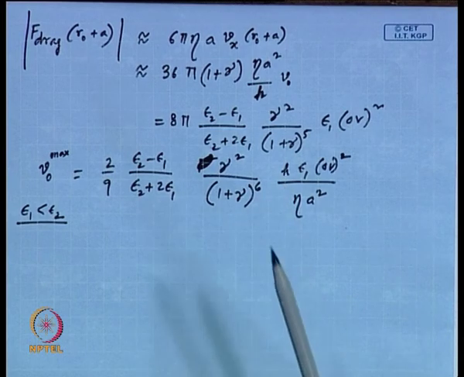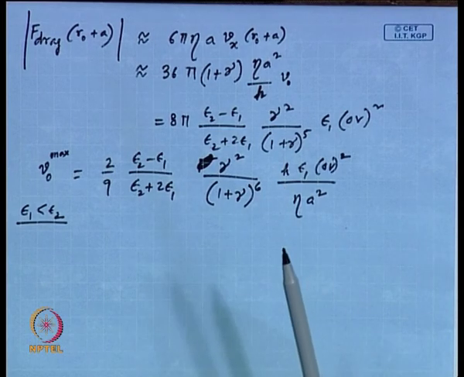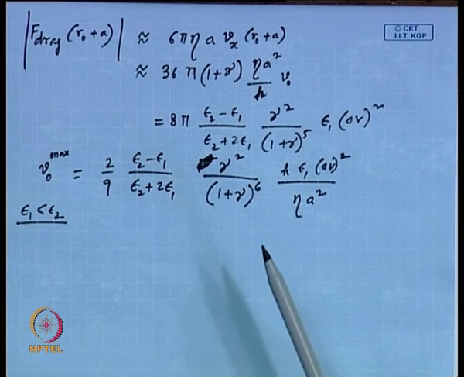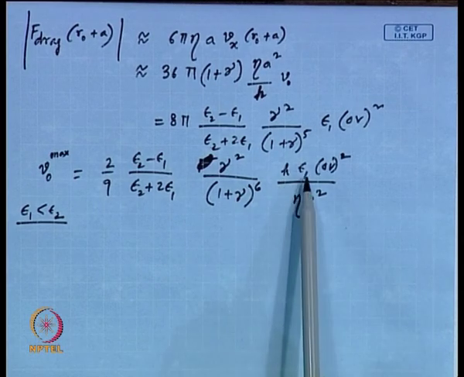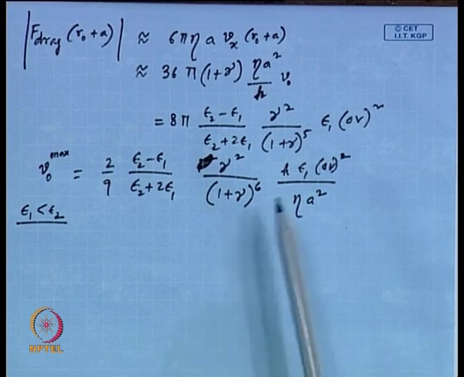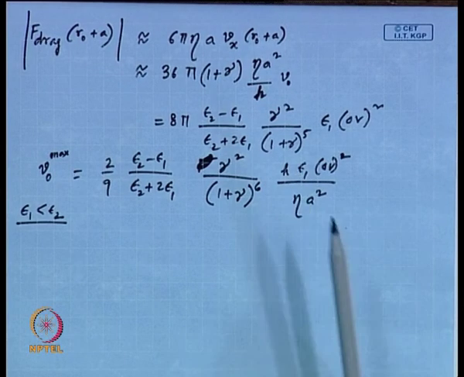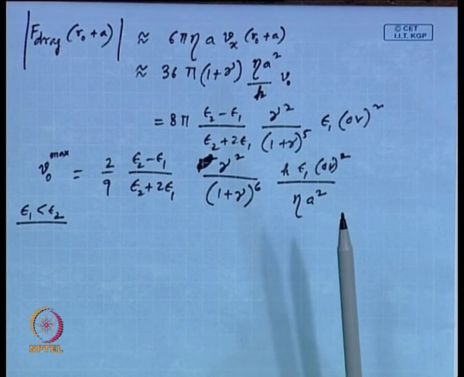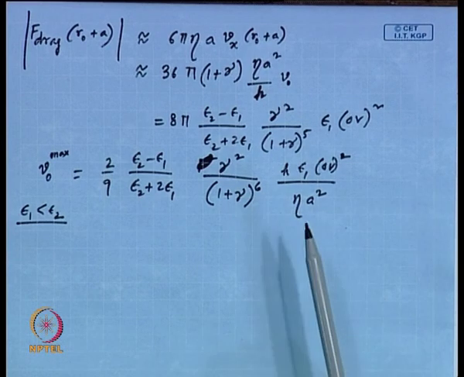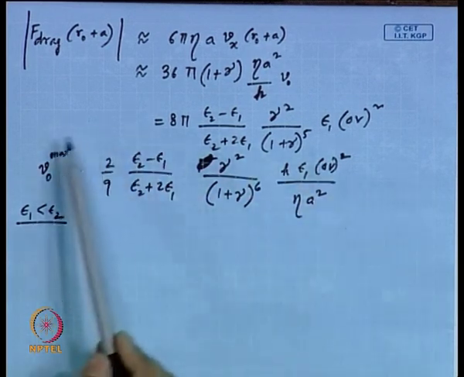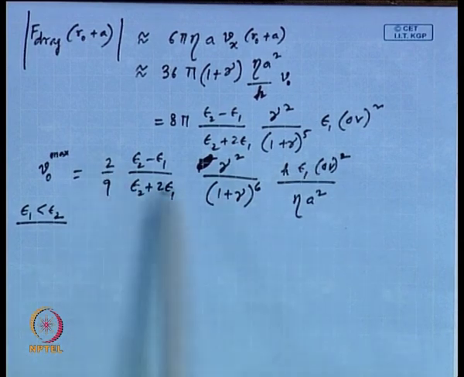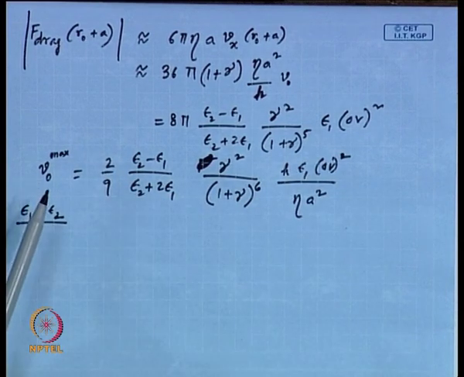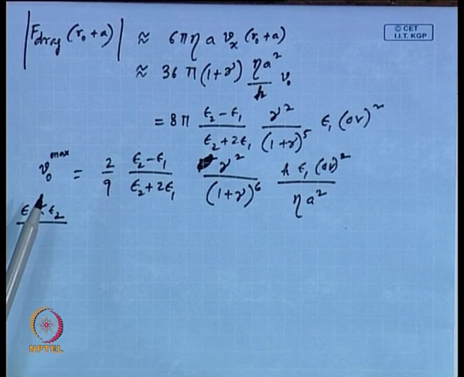h is the microchannel aperture, the distance between the two electrodes. Epsilon 1 is the dielectric property of the fluid, delta V is the applied voltage, and eta is the viscosity of the fluid, a is the radius of the particle. So, this is an expression you have. Given these properties, you should have the v naught, this is the maximum v naught you can have, if you expect that particle to be trapped by this mechanism.